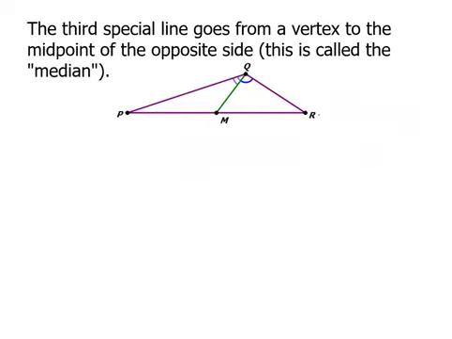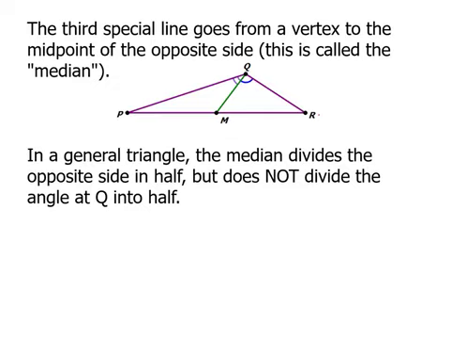The third special line from a vertex goes from the vertex to the midpoint of the opposite side. And this is called the median. You don't need to know that word. But the big idea here is that in a general triangle, the median divides the opposite side in half, but it does not necessarily divide the angle in half. And so we definitely know that PM equals MR because M is a median, but in general, it's going to be true that those two angles at Q are not equal to each other. So that's really important to know. If you're told that something intersects a midpoint, you cannot simply conclude that the two angles are equal also.